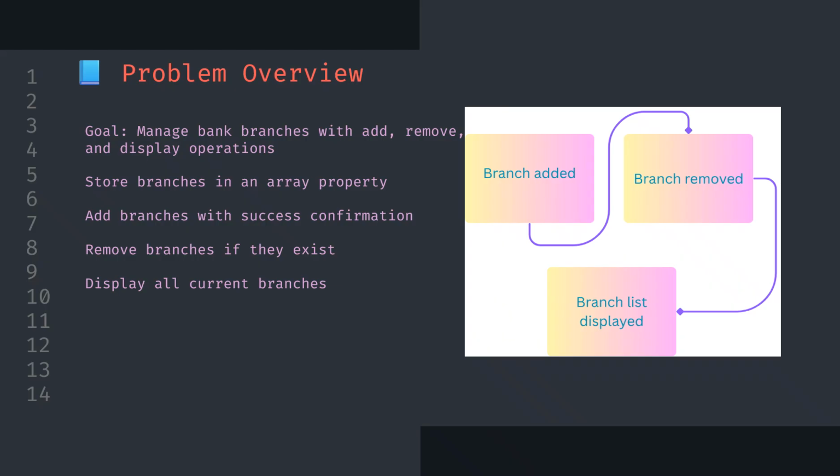Our task is to maintain a list of bank branches inside a class. We want to add new branches, remove specific branches, and display the full list at any time. Handling these operations will help us see how classes can manage dynamic data. Next, let's break down the actual code.